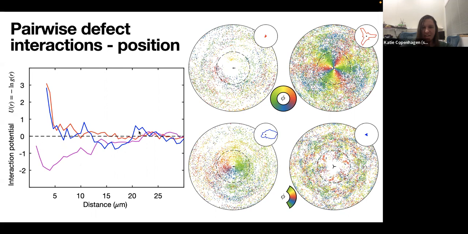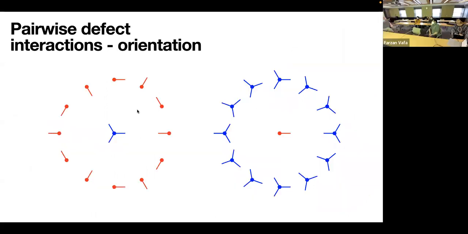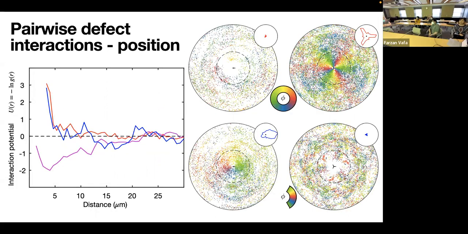So then this... Sorry, Katie, can I ask another question? Yeah. Is there a logarithmic repulsion, or your data's not good enough to say?